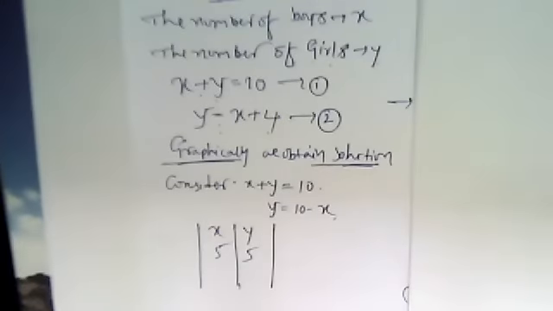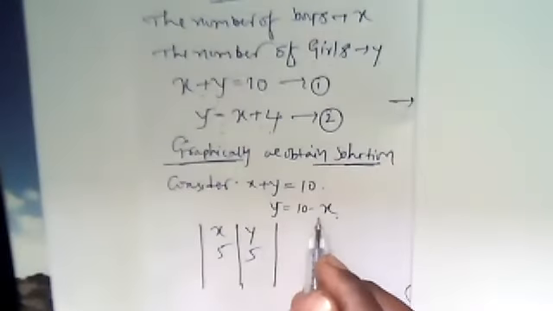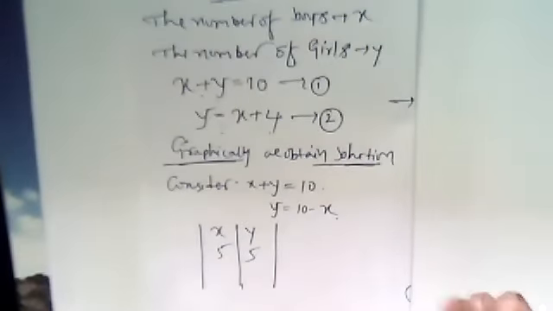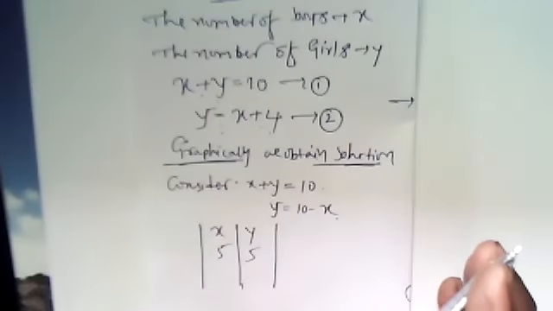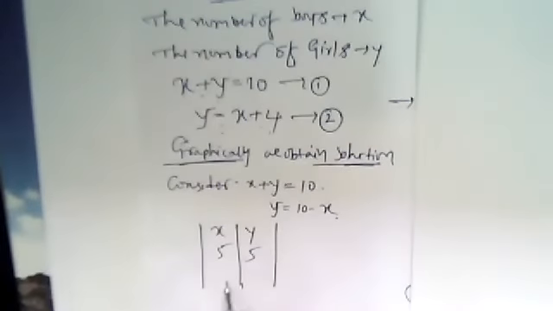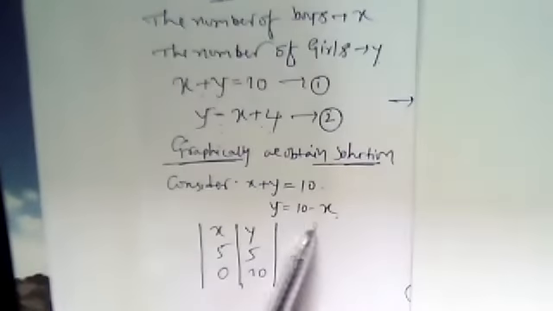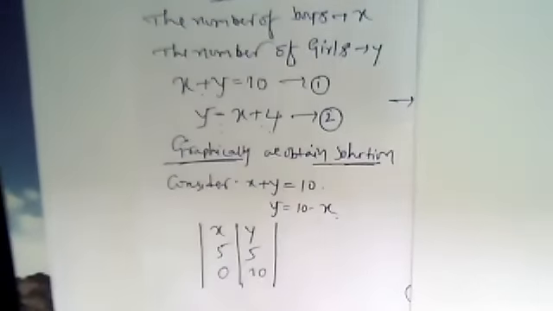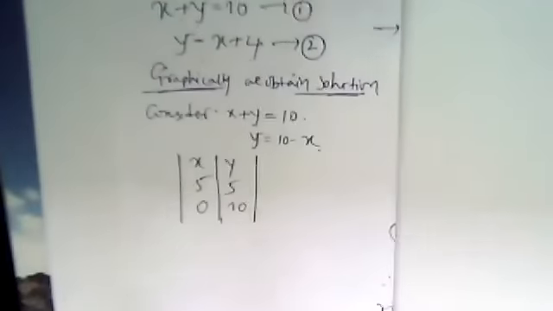Simple. X is equal to 0, you can give. Otherwise, you can give x is equal to 4 also. That is also possible. What value of x can you give? 0 you can give, the easiest value. Therefore, y is equal to 10. Okay, x is equal to 0, y is equal to 10. X is equal to 5, y is equal to 5. Therefore, the first equation is completed.